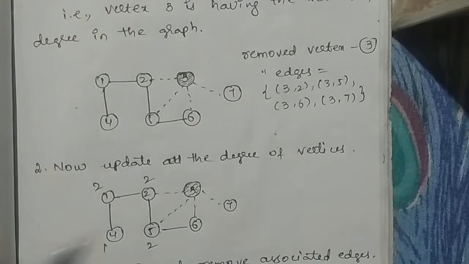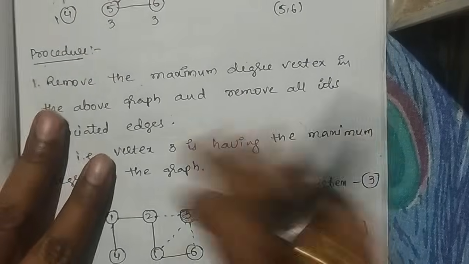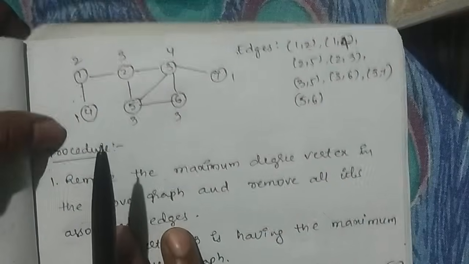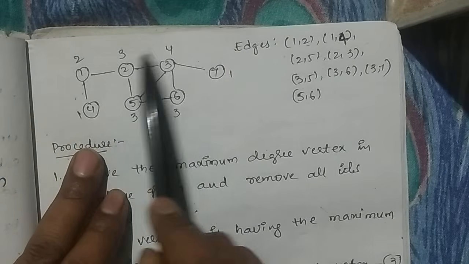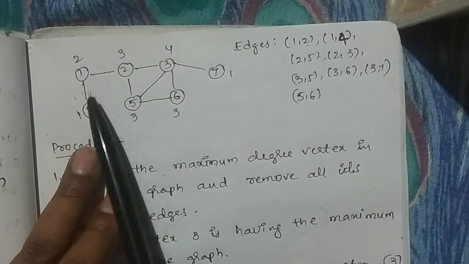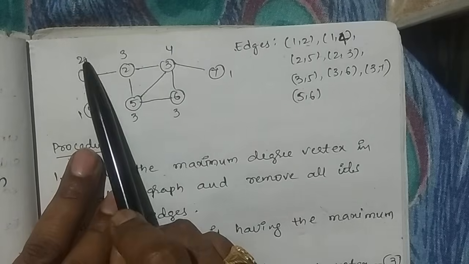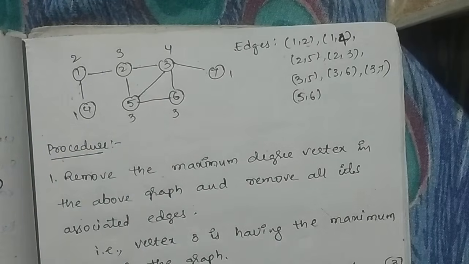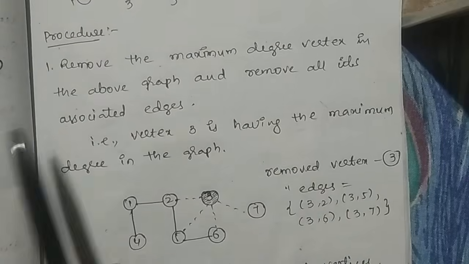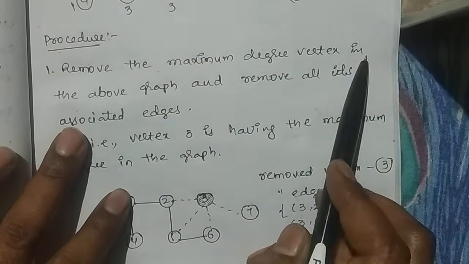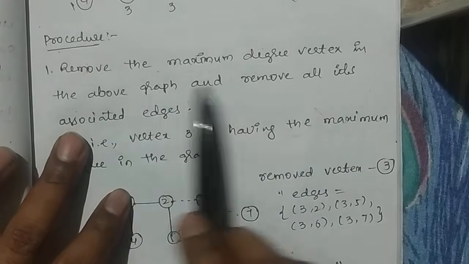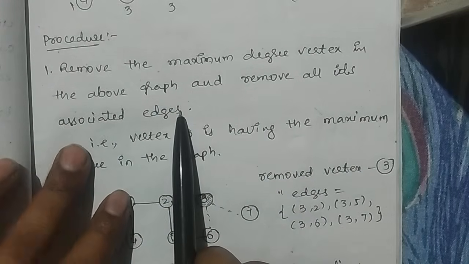And coming to the solution, this is our undirected graph, and these numbers are nothing but the degree values of all vertices. Degree of 1 is 2, degree of 2 is 3, like that. And coming to the procedure or solution, the first step is to remove the maximum degree vertex in the above graph and remove all its associated edges.